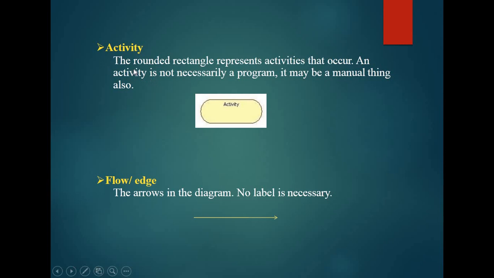Activities. The rounded rectangle represents activities, and an activity is not necessarily a program, it may be a manual thing also. Here this type of activity we have also used in use case diagram. There we used the word use cases for it. Flow. This arrow shows the flow, means from which direction to which direction our flow is going.